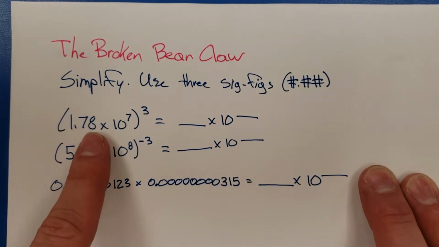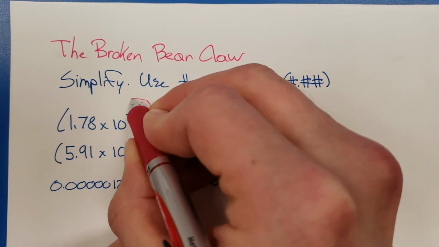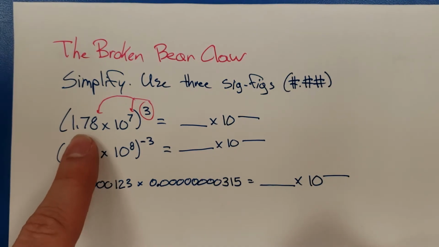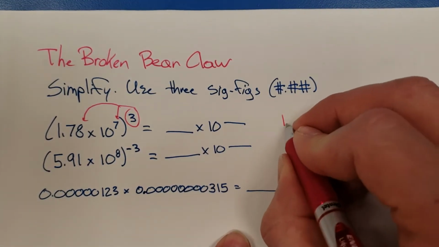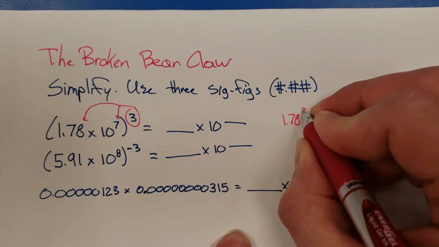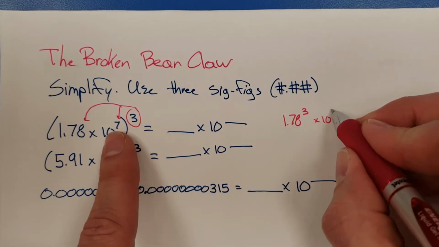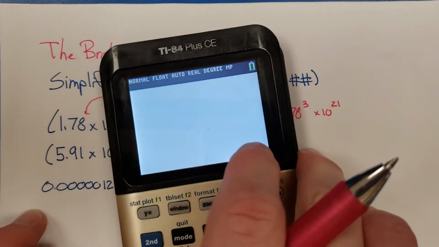We have a 1.78 times 10 to the 7. So the first thing I would do is sprinkle in my 3. The 3 is going to stick to the 7, and the 3 is going to stick to the 1.78. So like a frying pan rule, okay? What I'm actually going to simplify is 1.78 cubed times 10 to the 3 times 7, which is 21. Now I've got to make sure my decimal doesn't move here.